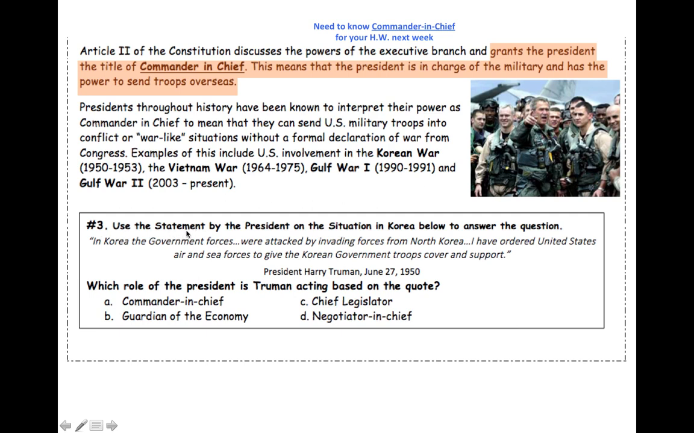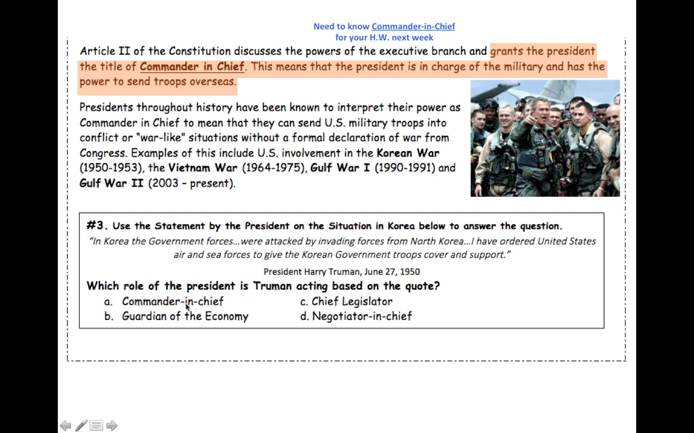In Korea, the government forces were attacked by invading forces from North Korea. I have ordered the United States Air and Naval Forces to give the Korean government troops cover and support. President Harry Truman.